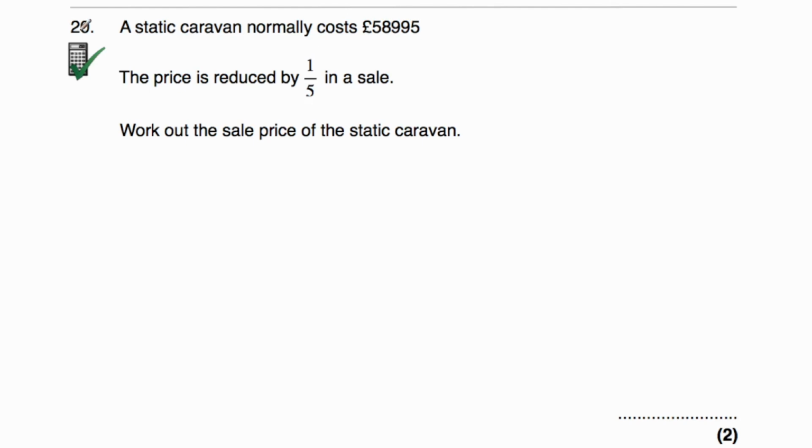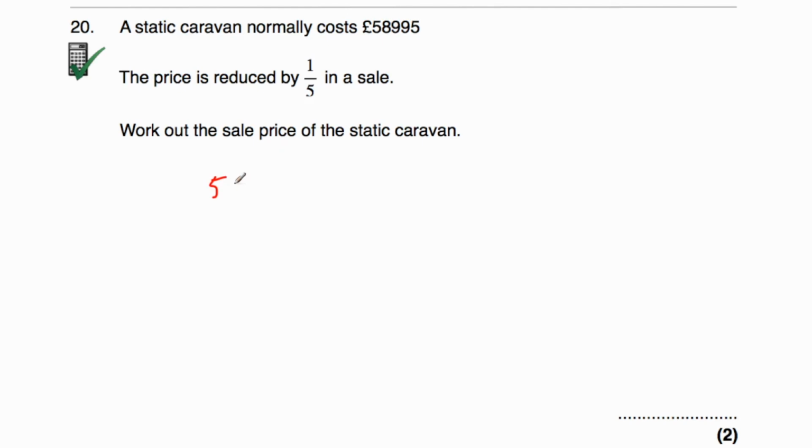Okay, let's have a look at our next question, question number 20, and this is a calculator question. The question says a static caravan normally costs £58,995 and the price is reduced by a fifth in the sale. Work out the sale price of the static caravan. So the price is reduced by a fifth. So let's work out a fifth of 58,995 and see how much money is saved, and then take that away to see how much the static caravan will cost in the sale.